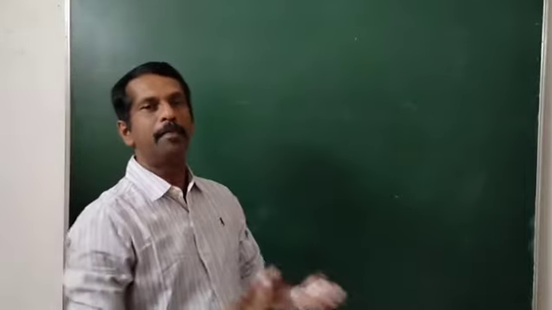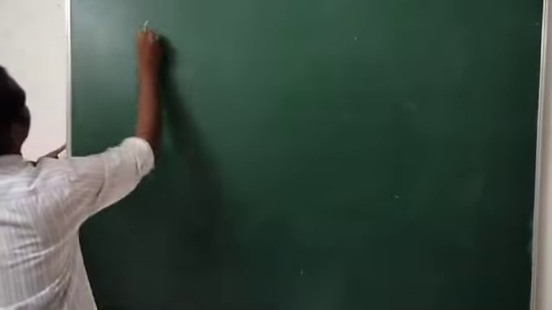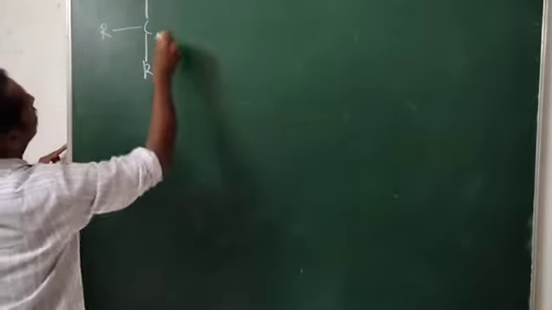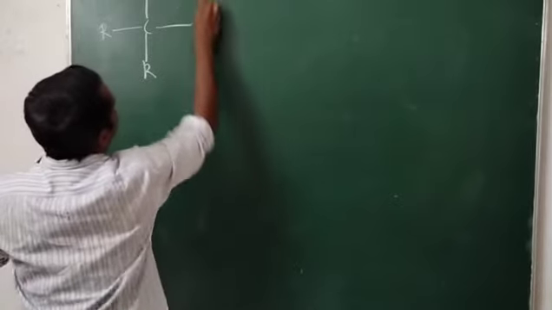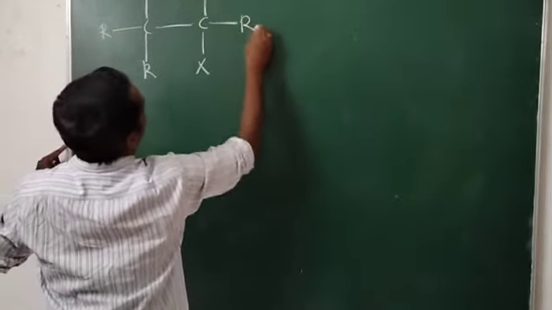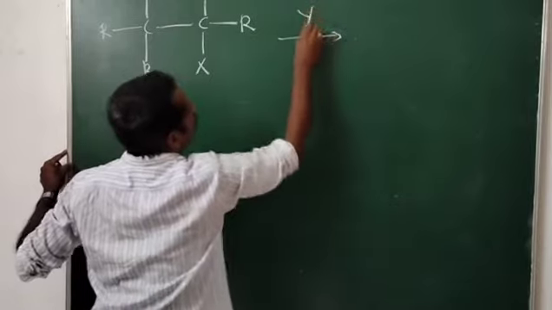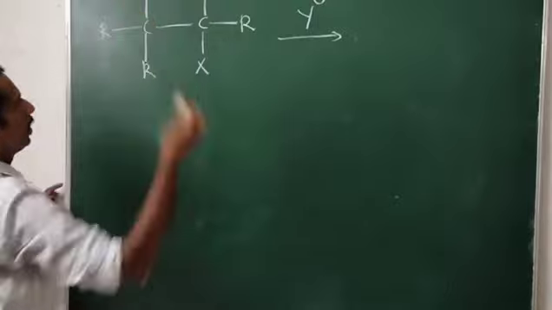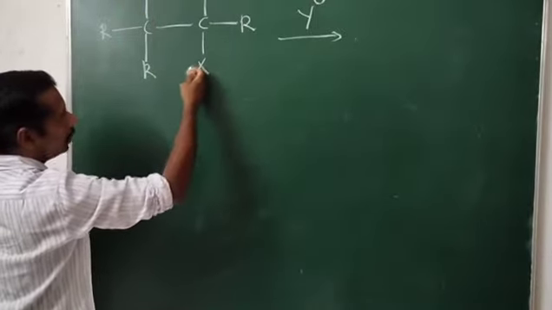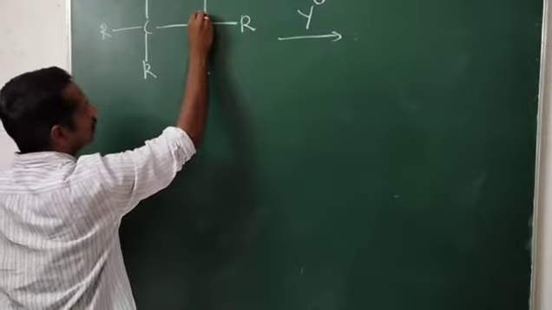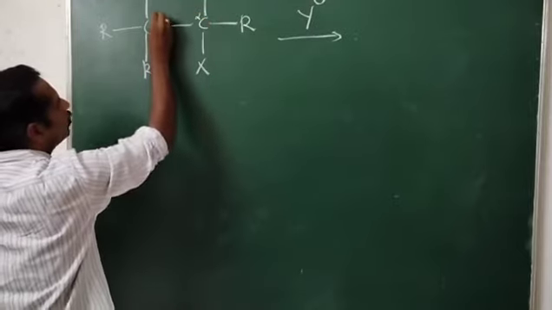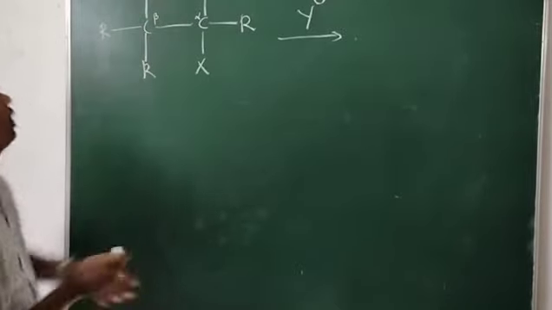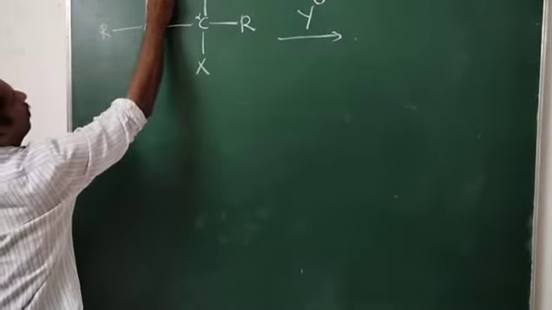See the neighboring group mechanism. Look in here. Here is a group Z, C, X, R. Now we have external nucleophile Y minus. Before that, look at this structure. This is our leaving group, halogen. Here the leaving group is halogen. The halogen attached carbon is the alpha carbon, and this one is the beta carbon. On this beta carbon, you can see a group. That group has an unshared pair of electrons.